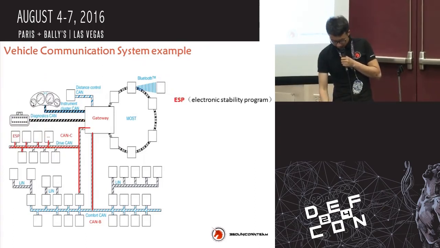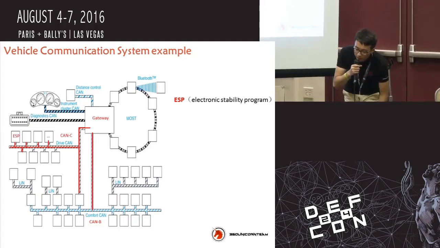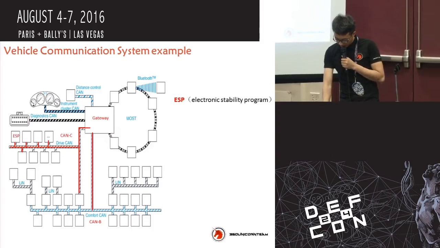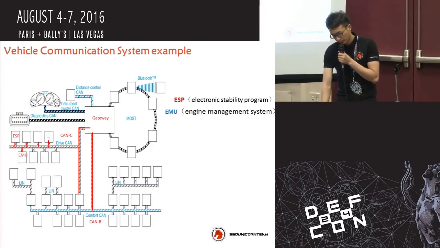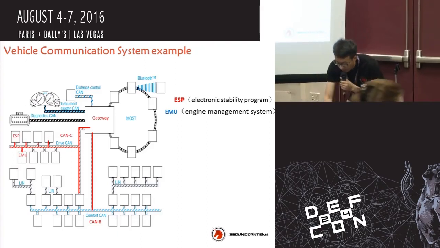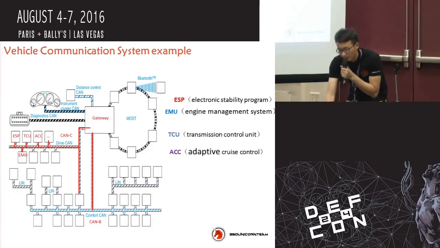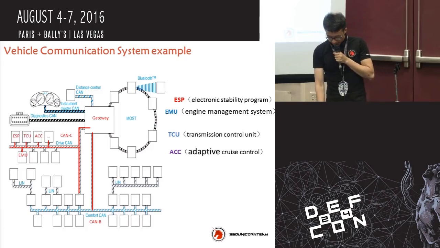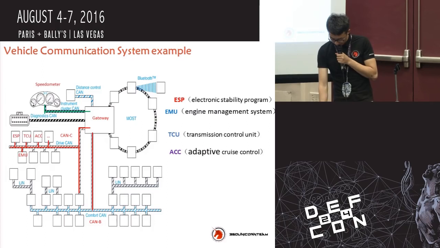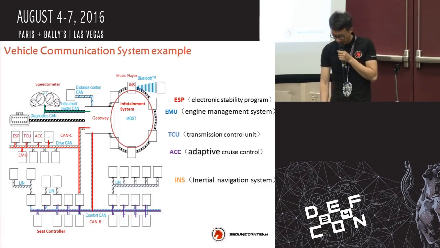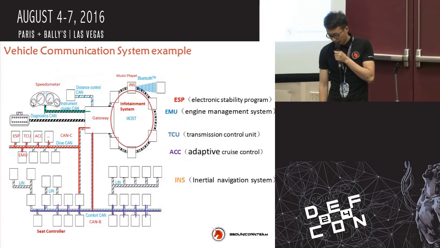So let me take speed as an example to see how the system is susceptible to hacking. The speed is produced by the electronic stability program, and they will use speed as their input. The engine management also needs speed to control the throttle. So many ECUs on the CAN bus are using speed as their input, and the transmission needs the speed to make decisions on how to change the gears, and the adaptive cruise control, of course, also needs the speed because you have to maintain the speed. And then the inertial navigation system has to use speed as well to calculate the location.